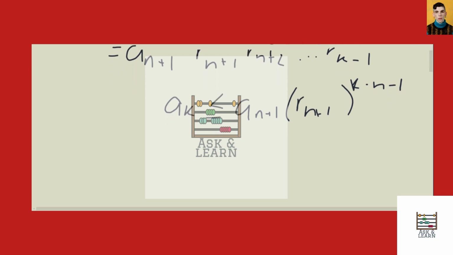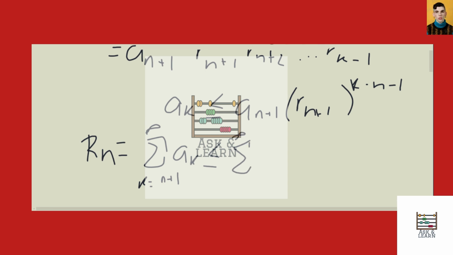So now that we know this, we can rewrite them both as the series in terms of r sub n. So that gives us the sum from k equals n plus 1 of a sub k, which is less than or equal to the sum from k equals n plus 1 to infinity of a sub n plus 1 times r sub n plus 1 to the k minus n minus 1.